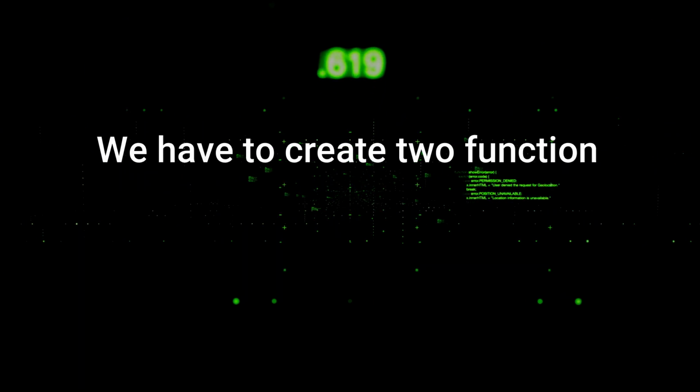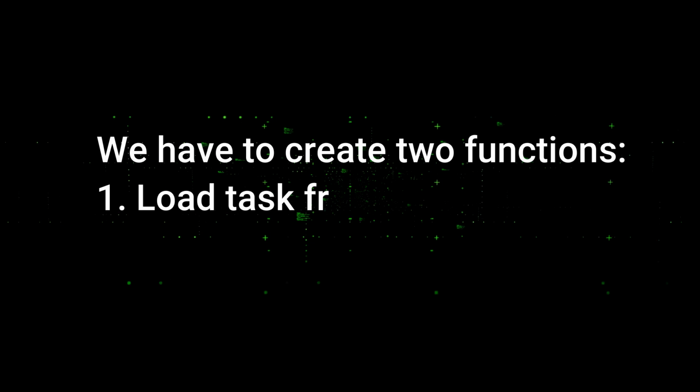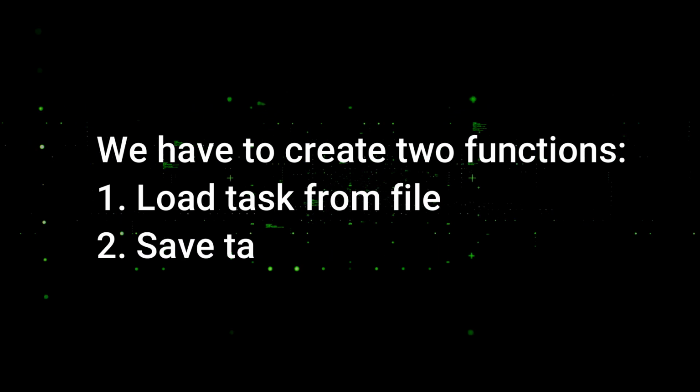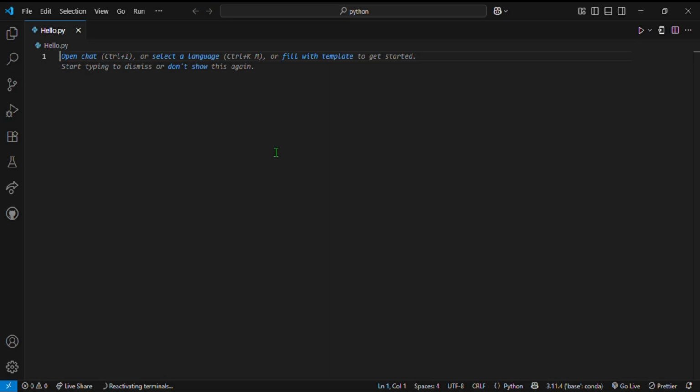Let's begin by creating two helper functions. The first one is load tasks from the file, and the second one is save tasks back to the file. So let's jump into VS Code and create these two functions.